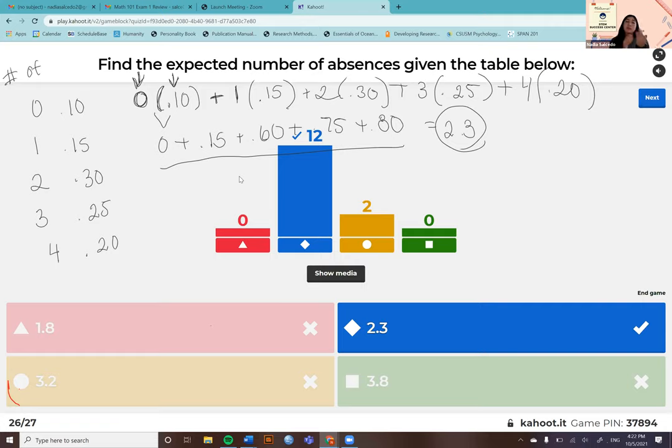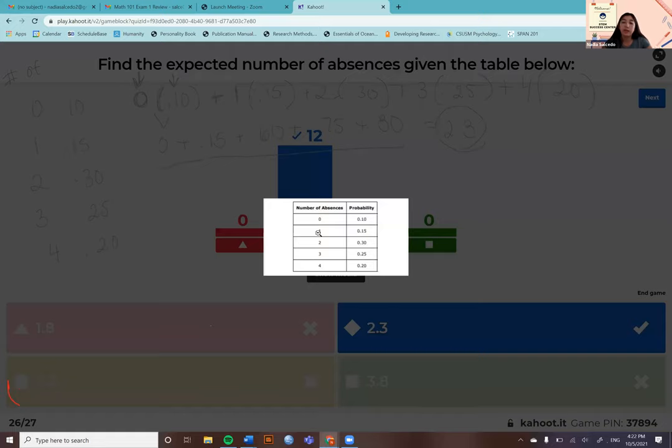So the value would be 0 absences times the probability, which is 10%. I'll show you the table. So for 1 absence, the probability of that was 15%. For 2 absences, the probability of that is 30%. So I don't know if that's a little helpful.